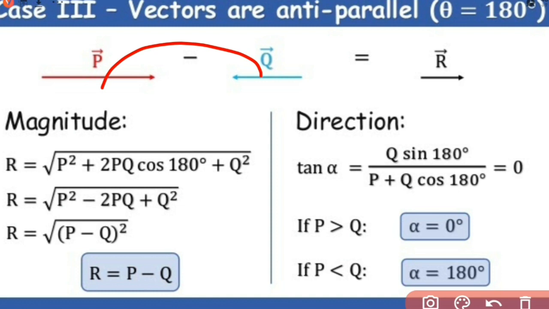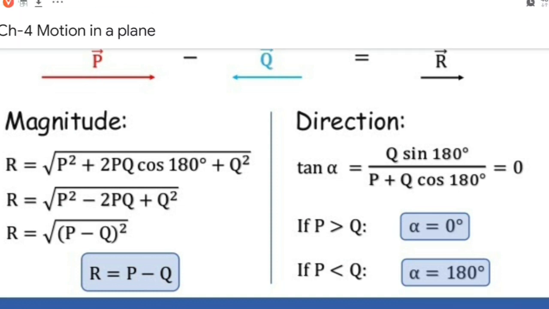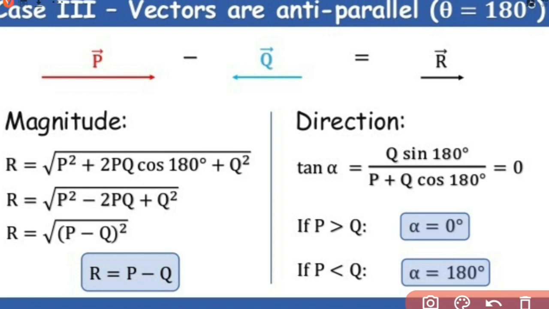What does it mean? In the diagram, it is given like this. Here the magnitude of p is greater than that of q. How can you say? Because p has more length of the vector. In graphical representation, the length shows the magnitude of that vector. So if p has more magnitude than q, the resultant will be in the direction of p. That means the resultant is in that direction, so alpha is equal to 0.